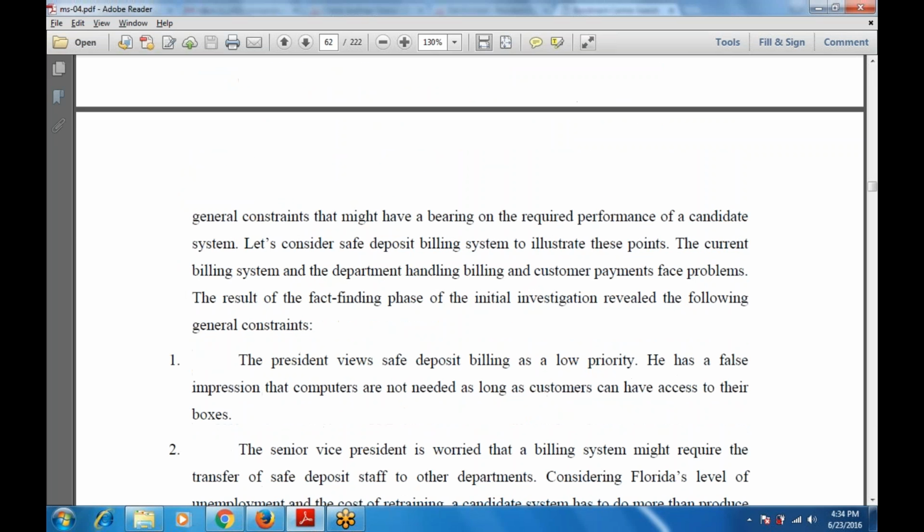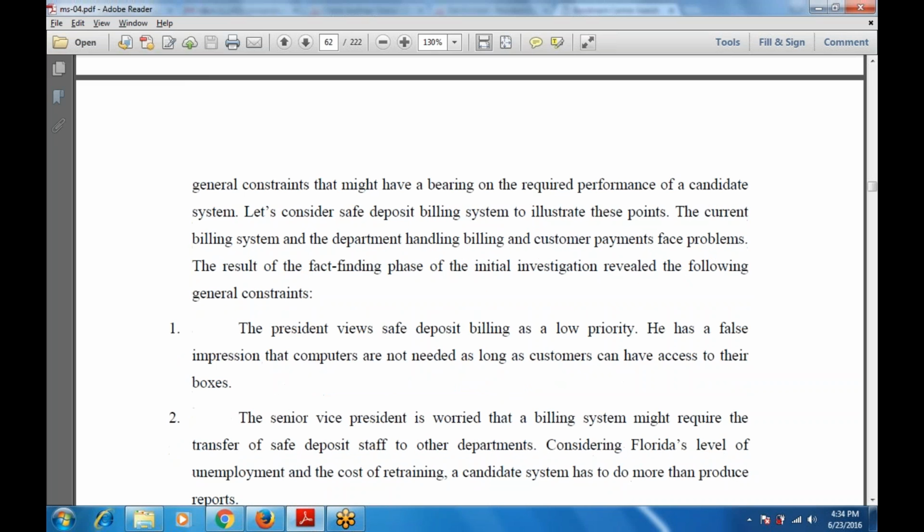There are general constraints that are used in accordance with the required performance of a candidate system, and the current billing system and department handling billing and customer payment face problems. The result of the fact-finding phase of the initial investigation revealed the following general constraints. There are some constraints that are revealed by the initial investigation.